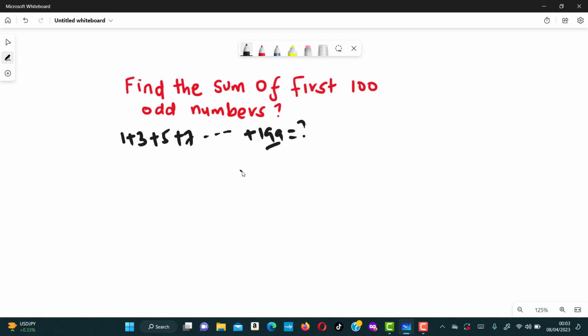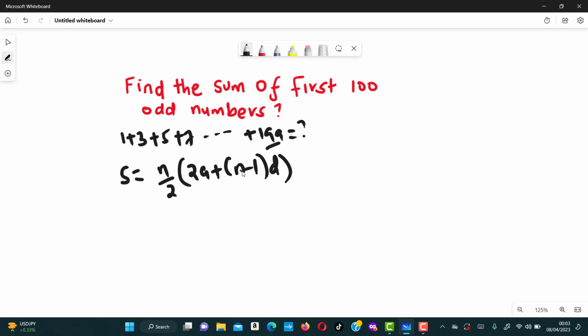The other method is we can use the formula S equals n over 2 into bracket 2a plus (n minus 1) d, where S is the sum of the sequence, n is the number of terms in the sequence, a is the first term, and d is the common difference between the terms.